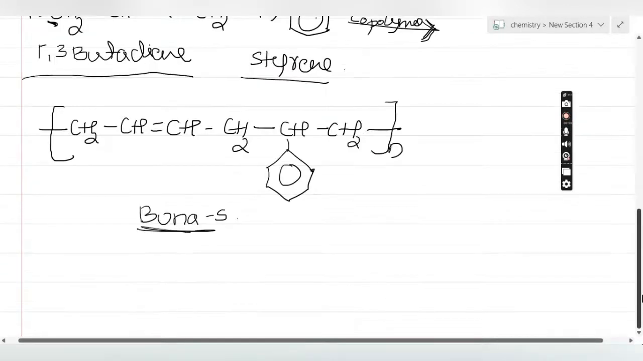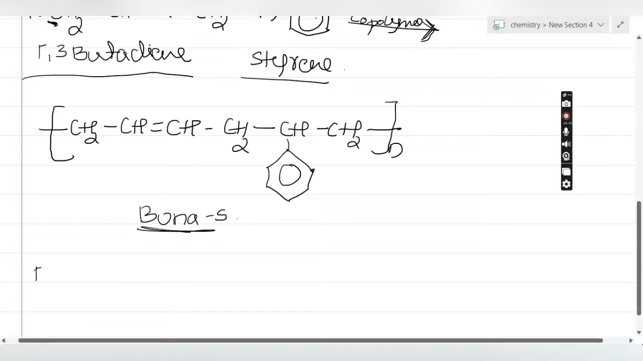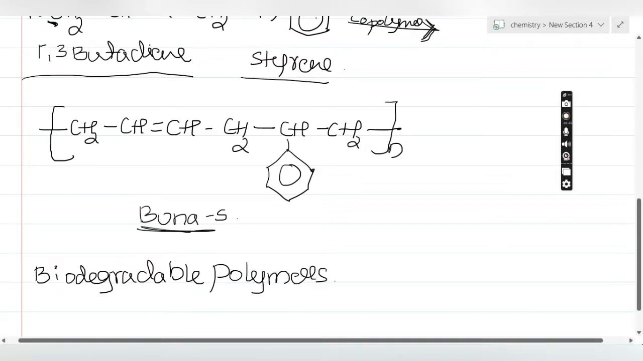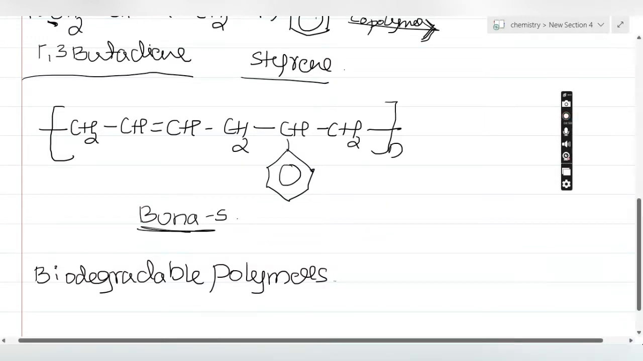Now at the last we are going with the biodegradable polymers. I will tell you something very interesting. See students, a large number of polymers are quite resistant to the environmental degradation process and are thus responsible for accumulation of polymeric solid waste material.